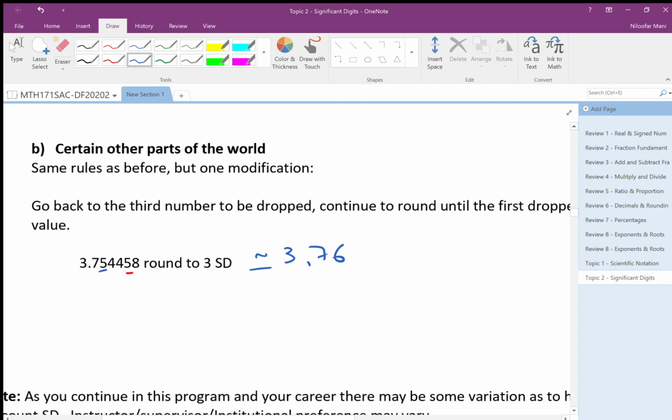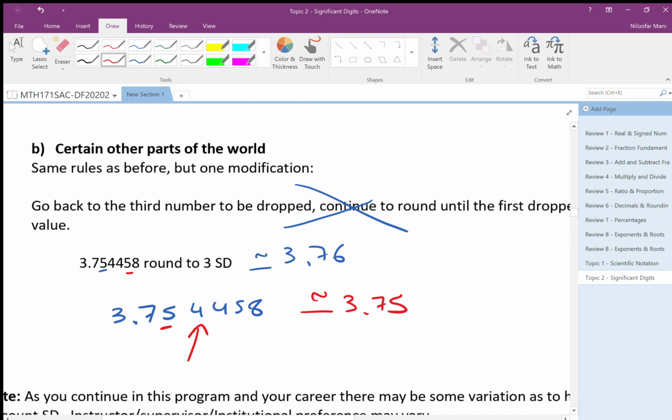I want to mention we do not use these rules here. What we do here is we underline this, 3.754458. We underline this because it's the third significant digit. We check the one after, because the one after is 4, so we round to 3.75. Done. This is what we do here.